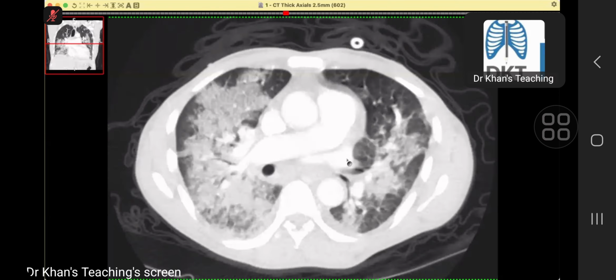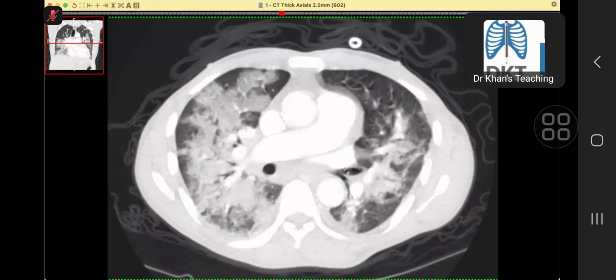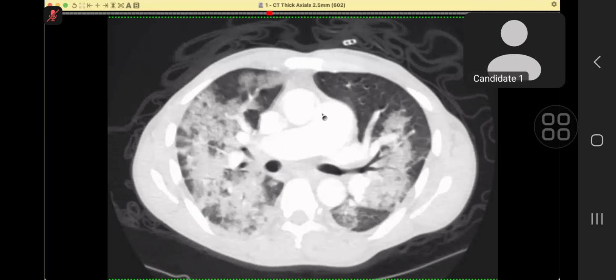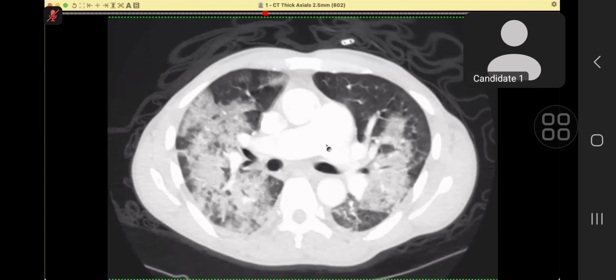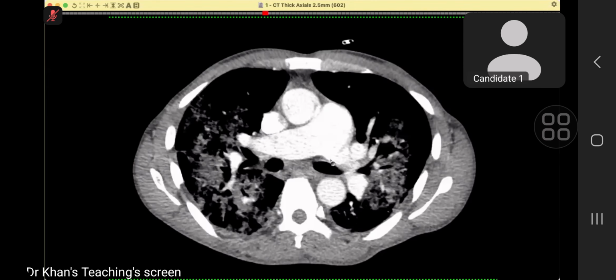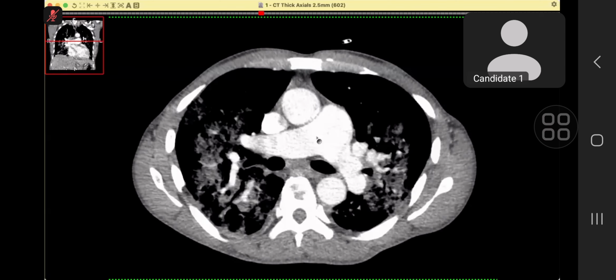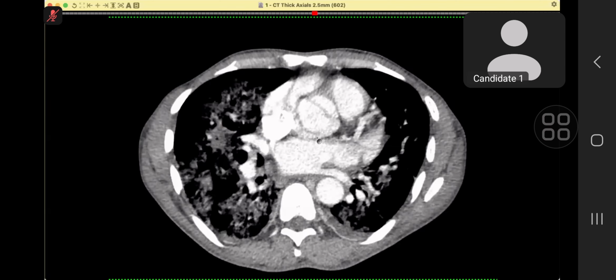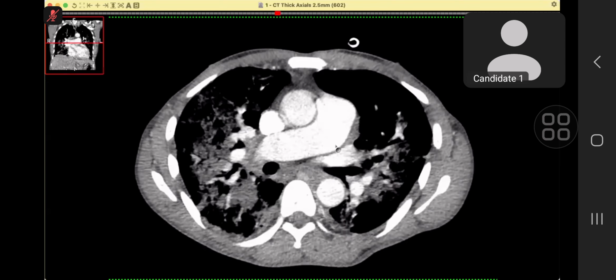Would you like any other window? Yeah, mediastinal window as the contrast enhanced scan is performed. So in this contrast enhanced examination, there is impression of prominent pulmonary trunk.